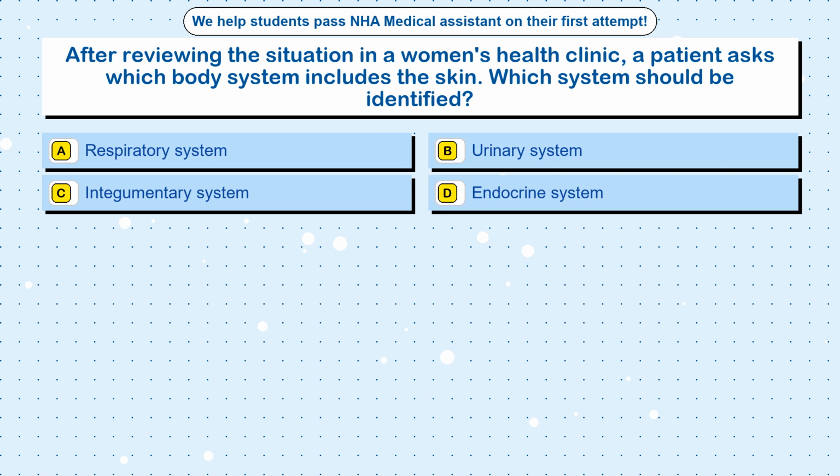Question 32. After reviewing the situation in a women's health clinic, a patient asks which body system includes the skin.